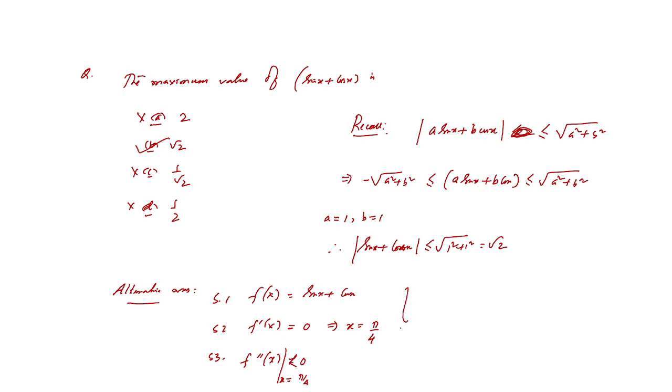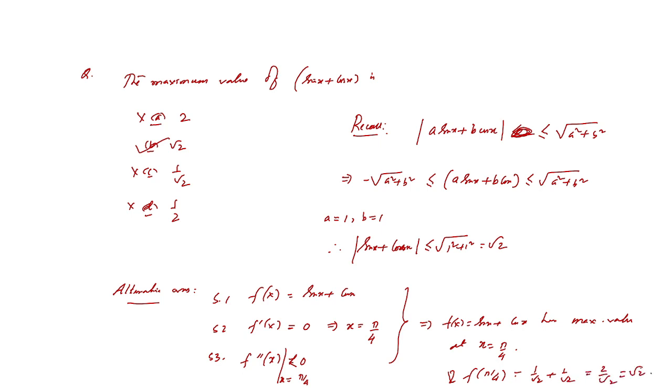So obviously here we can conclude f(x) equals sin x plus cos x has its maximum value at x equals pi by 4, and this value is f of pi by 4. That means 1 by root 2 plus 1 by root 2, so 2 by root 2, which equals root 2. So this was a very important and popular question which was set in the KVS PGT examination.